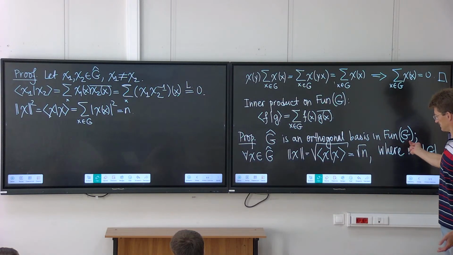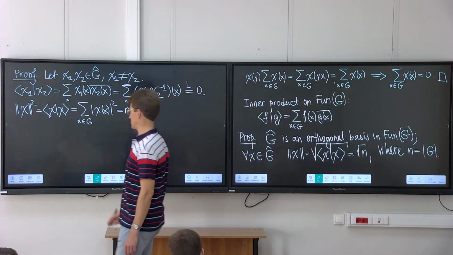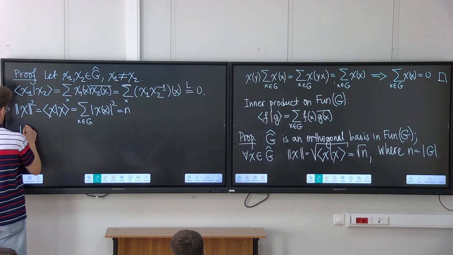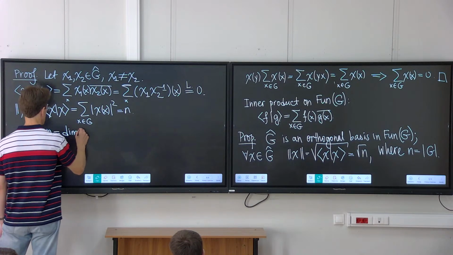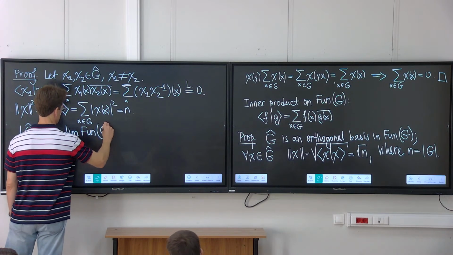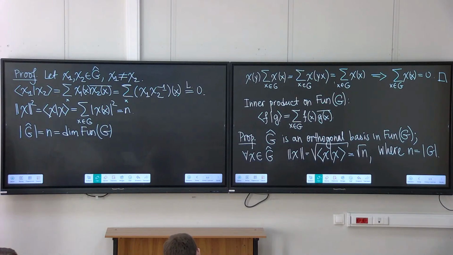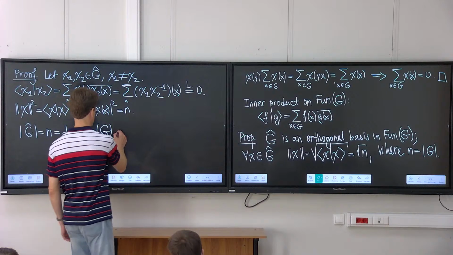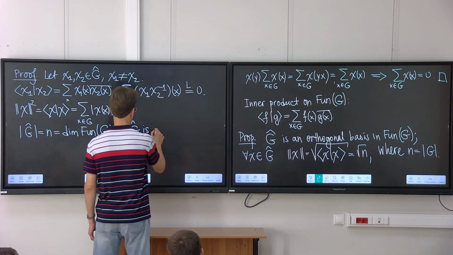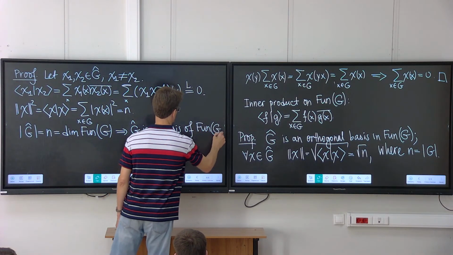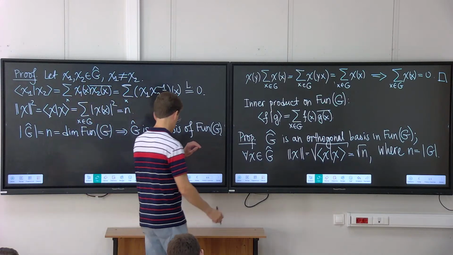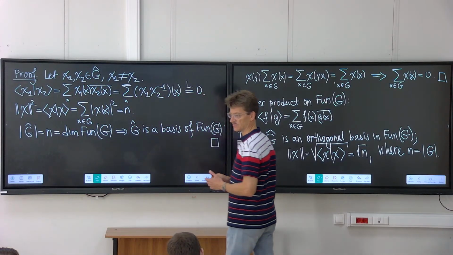Finally, why is it a basis? Well, it's a basis for a simple reason: the cardinality of G hat is equal to the cardinality of G, that is n, but this is exactly the dimension of fun of G. So we see that G hat is an orthogonal set of non-zero elements, and its cardinality is exactly the dimension, so it is a basis of fun of G. And this completes the proof.